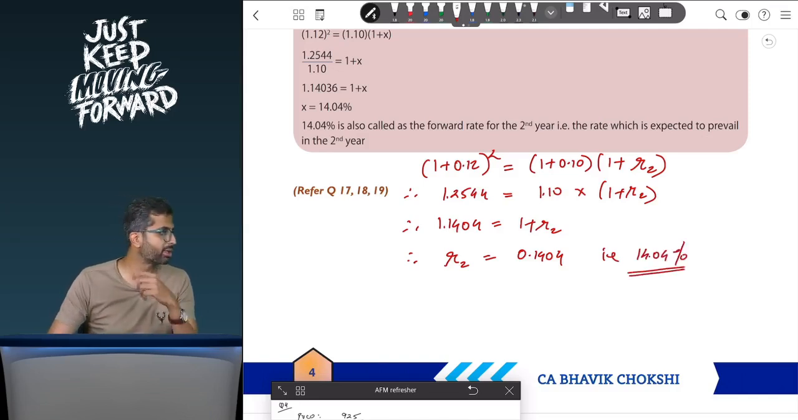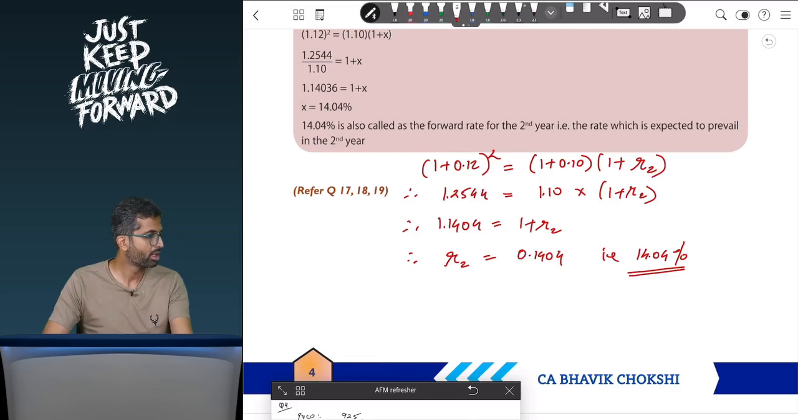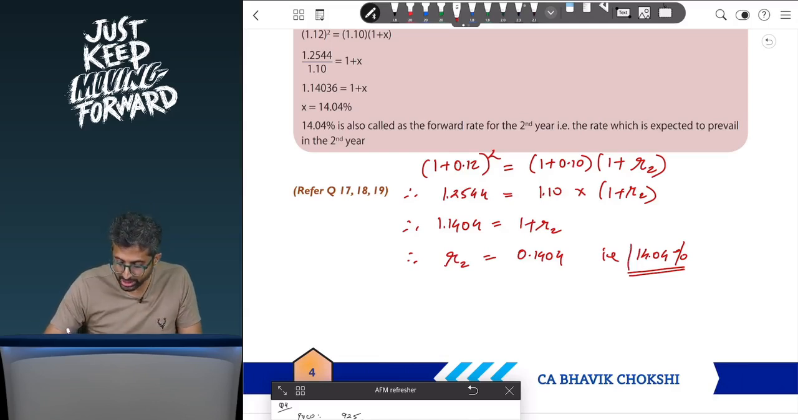This means that the rate prevailing in the second year is 14.04%. Now, what does this indicate? This is a forward rate.